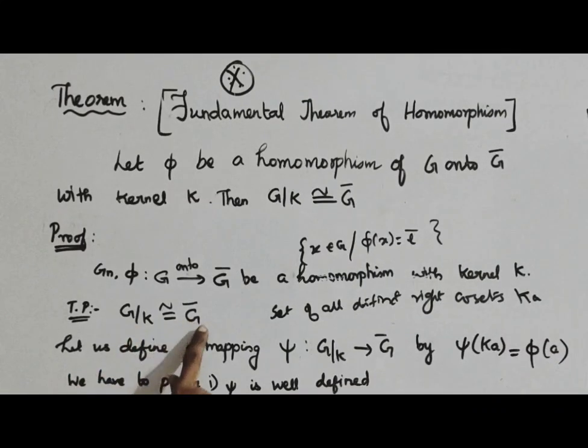For proving G over K is isomorphic to G bar, first you have to define a mapping psi from G over K to G bar, which is defined by psi of the elements in this quotient group, which are in the form of the right cosets, that is Ka. Therefore, psi of Ka is equal to the element of G bar, that is phi from G to G bar. The elements are in the form of phi of a.